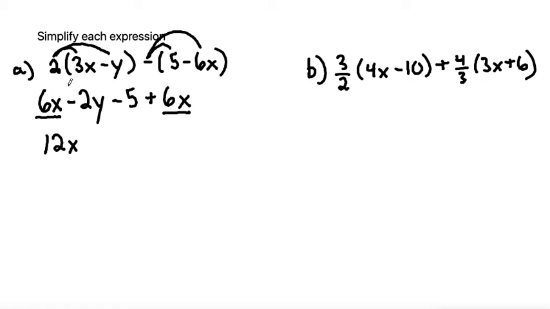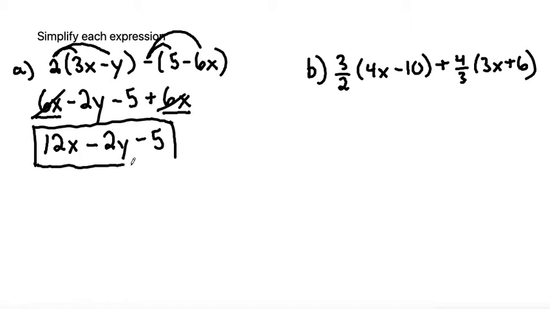Once I've combined terms, I like to cross them out so I can easily see what's left. So what's left is a minus 2y and a minus 5. Since this term has a y and this term does not, that means they're not like terms, and we can just bring it down. And that's it. That's all we need to do to simplify the expression for part A.